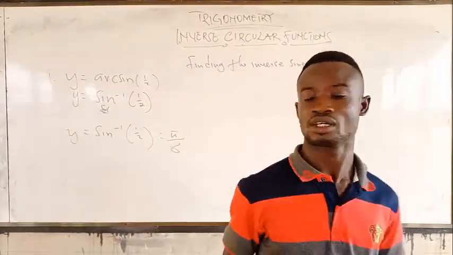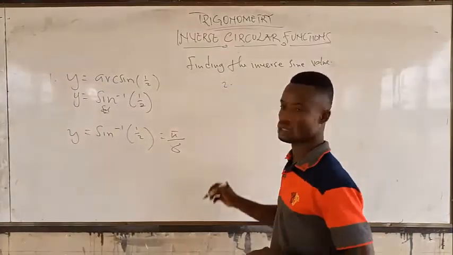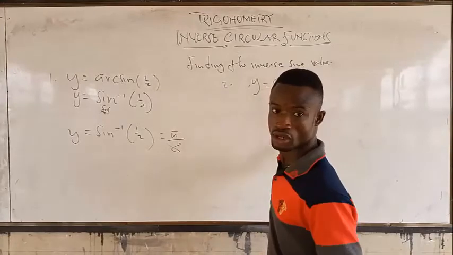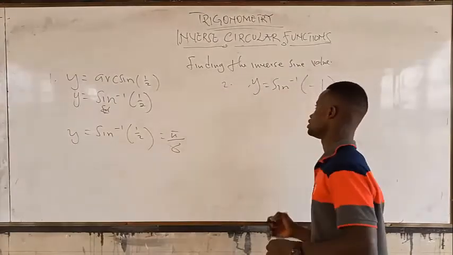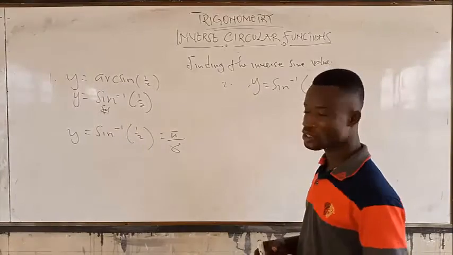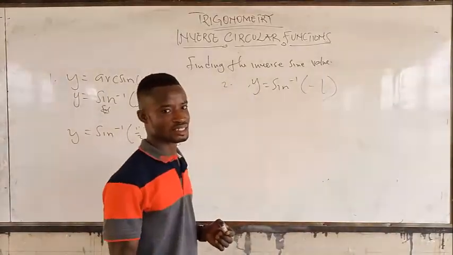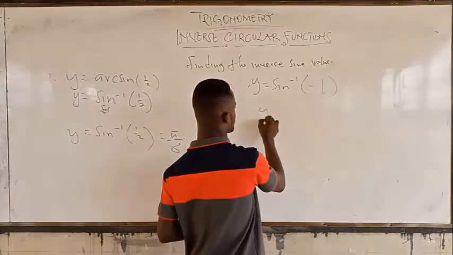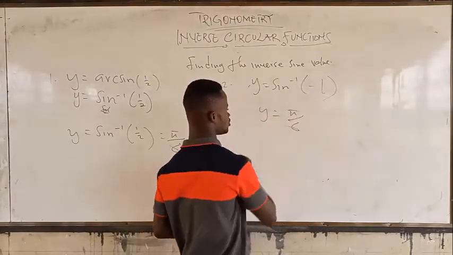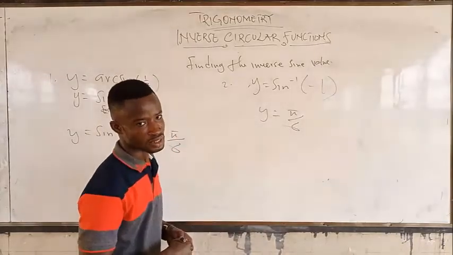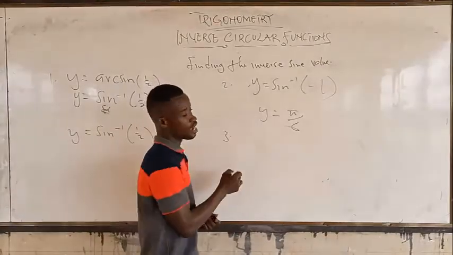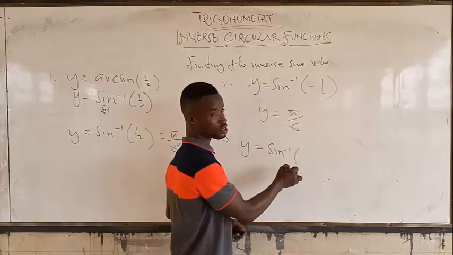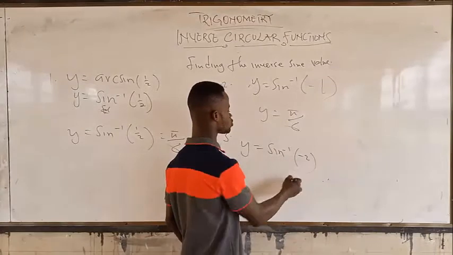Very good. 2. We have y is equal to sine inverse of negative 1. In the same way, shift sine, you will see the sine inverse. And that one gives you y equal to pi on 6. 3. And unfortunately, let's look at y is equal to sine inverse of negative 2.